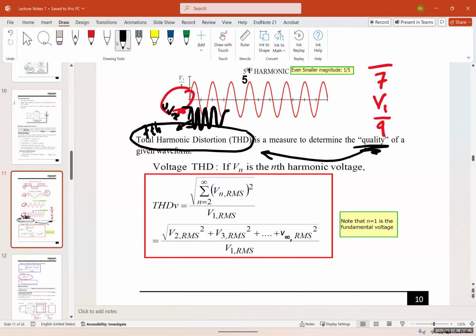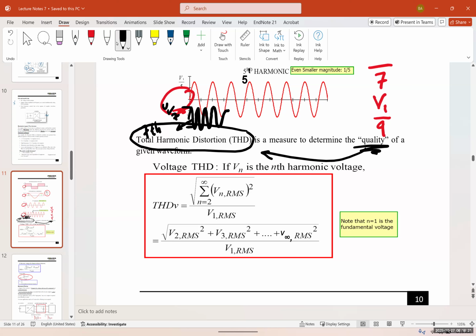If the voltage is fixed, we could do it for the current as well. So if we have a fixed DC system, a VSI, we can find the current as well. And the equation goes as follows. Vn is the nth harmonic voltage. Therefore, total harmonic distortion for the voltage is equal to the square root of the sigma from 2 to infinity of Vn RMS squared, over V1 RMS.